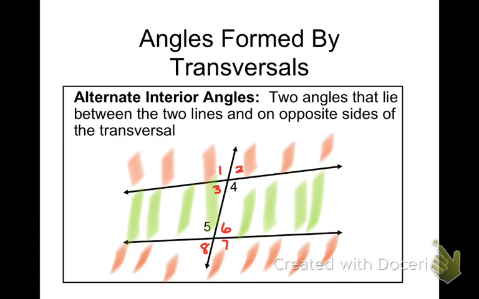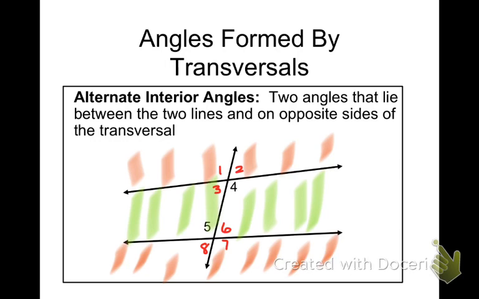Yes? For tests, are you going to have us label them 1, 2, 3, 4? They'll already be labeled, and then you'll have to find the pair of them. Like if I had this up here and I would say, identify what 3 and 6 is, then you would say it's an alternate interior. Or it would be identify a set of alternate interior angles. Then you would say 3 and 6, 5 and 4.